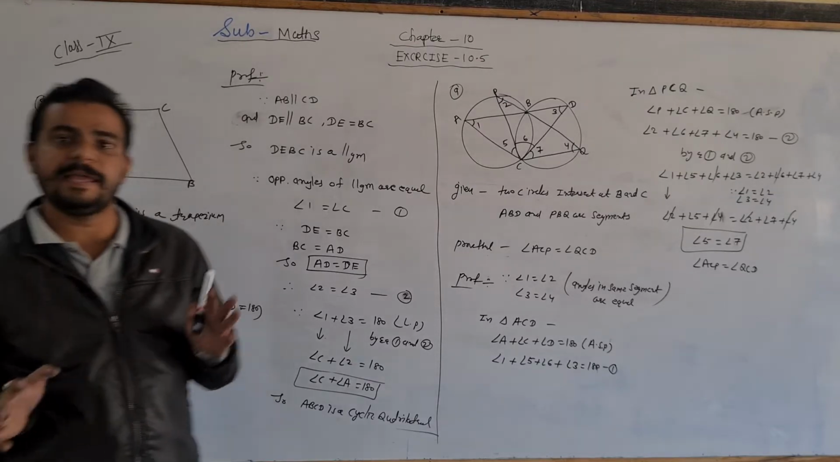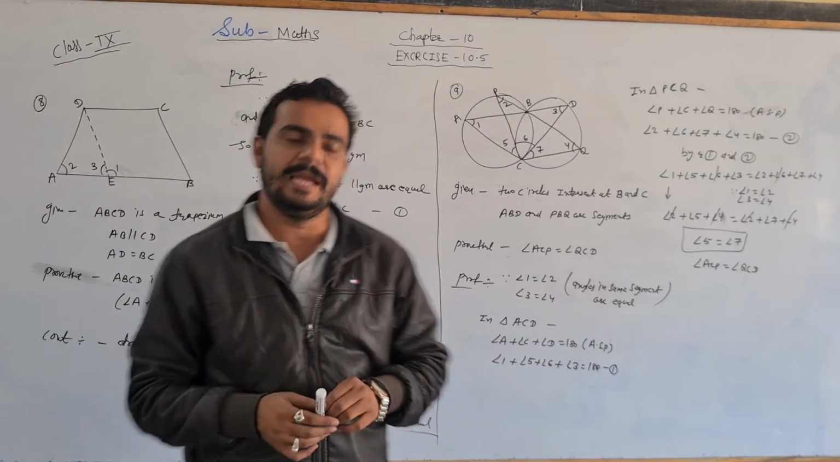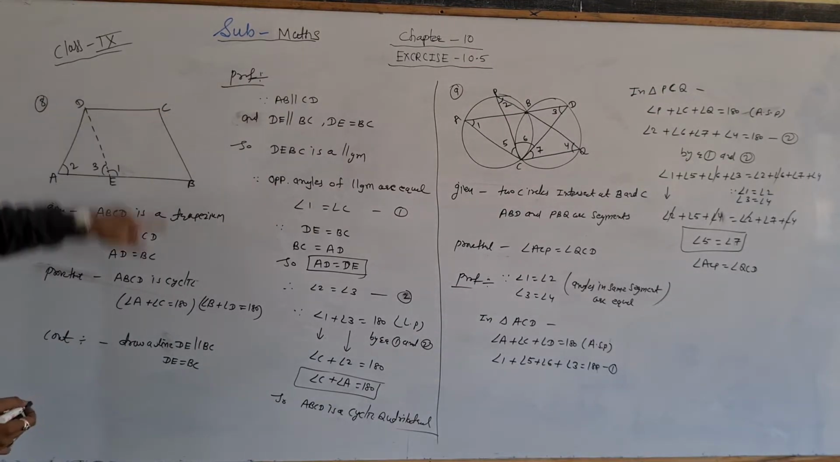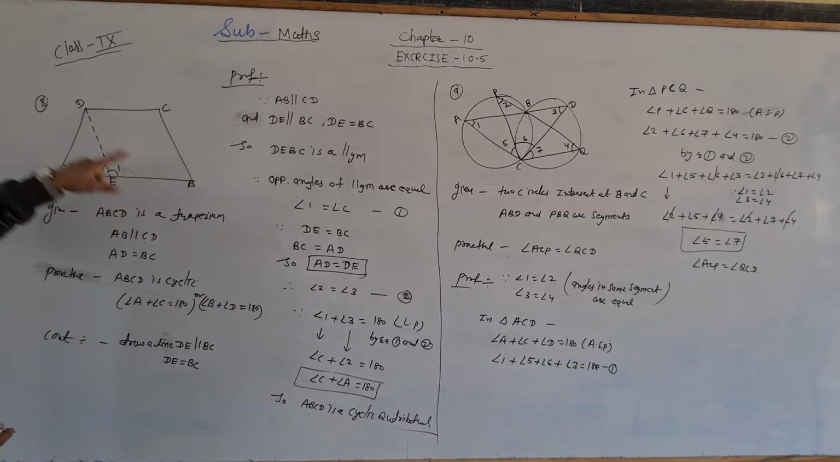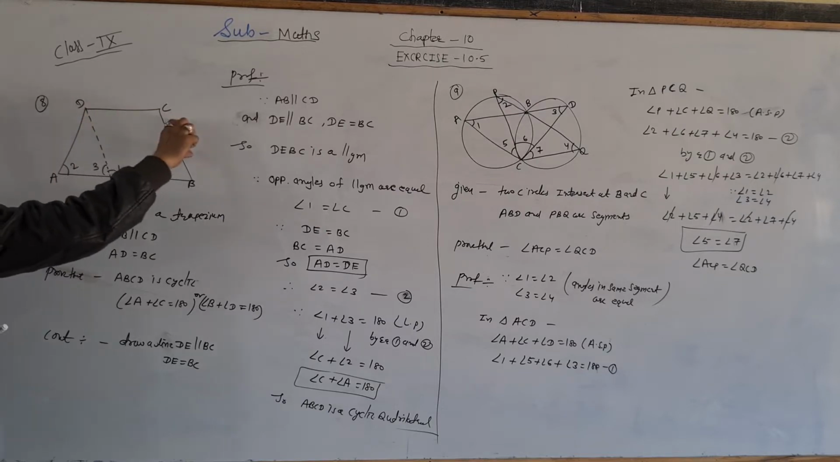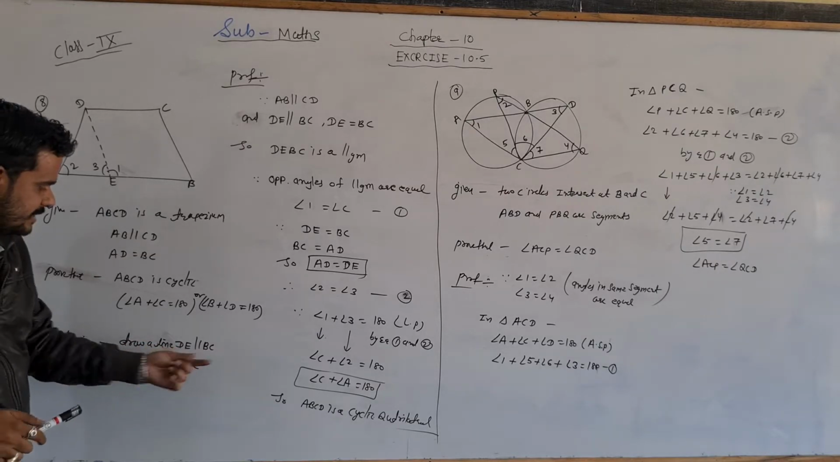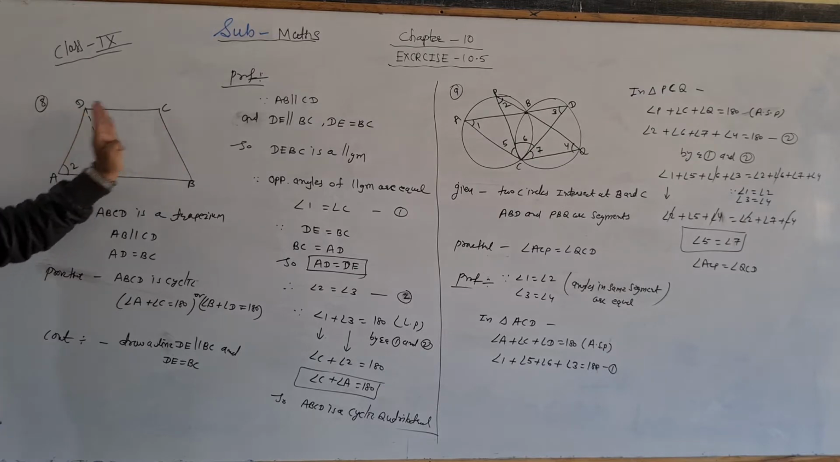So as you know, I explained to you about the cyclic figure. Cyclic figure means the sum of opposite angles is 180. So here we have to prove that the sum of angle A and angle C is 180, or angle B plus angle D is equal to 180. We have to prove this, then it will be cyclic. So for cyclic we construct this line DE parallel to BC and equal to BC. It's like draw a line DE parallel to BC and DE is equal to BC. I made this parallel to this one and equal to this one.